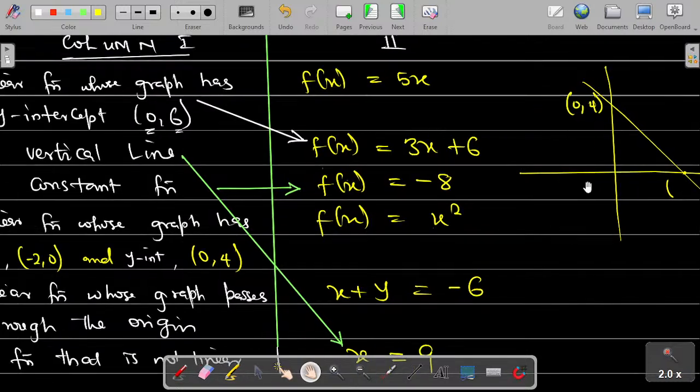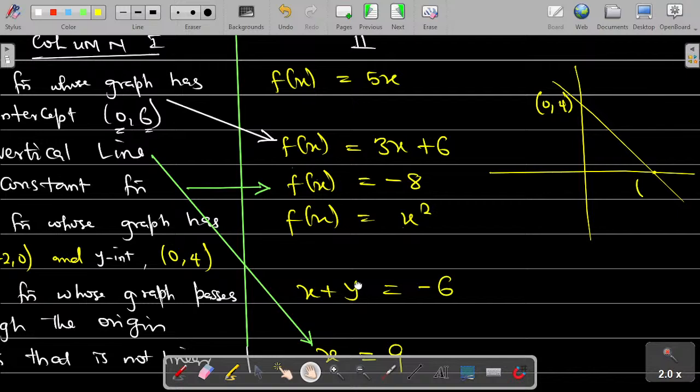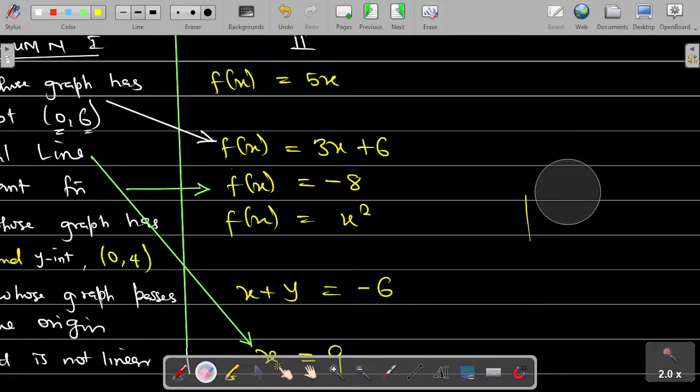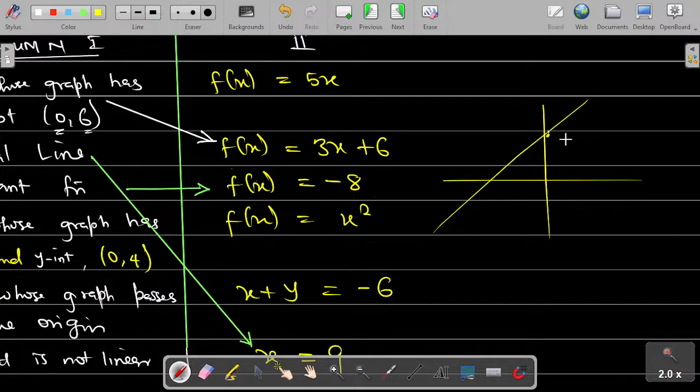Okay, minus 2, that means the graph should face the other way around, not the way I'm facing it. Let me remove that again. So this is going to be something of this nature. You draw here, so it will be like this. So here is 0, 4, and then here is minus 2, 0. You can actually make use of this now to determine what you're looking for.